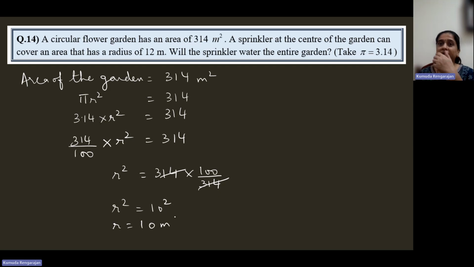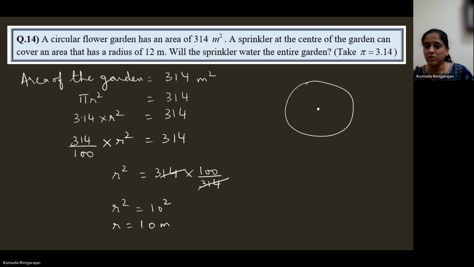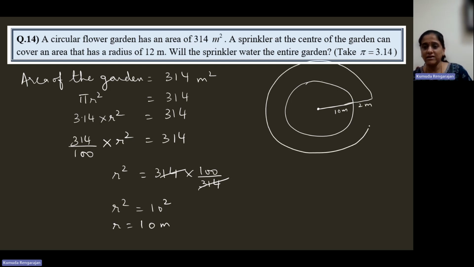The sprinkler can water the entire garden. In fact, the water will go even 2 meters away from the boundary of the garden. What is the radius of the sprinkler? 12 meters. What's the radius of the garden? 10 meters. So this is the garden, and the sprinkler is here. The radius of the garden is 10 meters. The maximum length the sprinkler can sprinkle water is 12 meters, so 2 meters extra. The sprinkler can cover this extra area also. What is the question? Will the sprinkler water the entire garden? Yes, because the radius of the sprinkler is more than the radius of the garden. That's all.